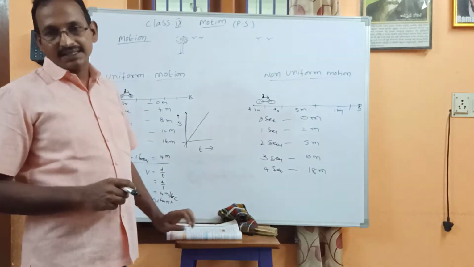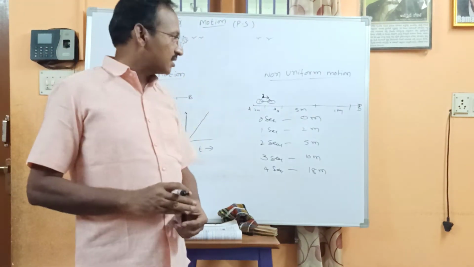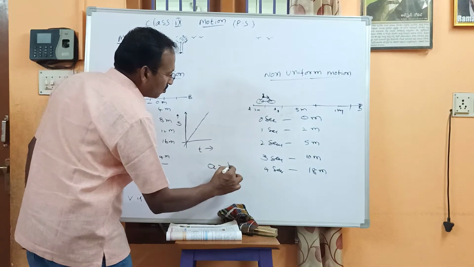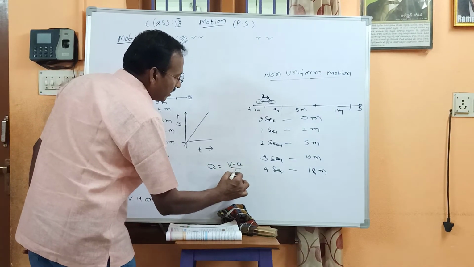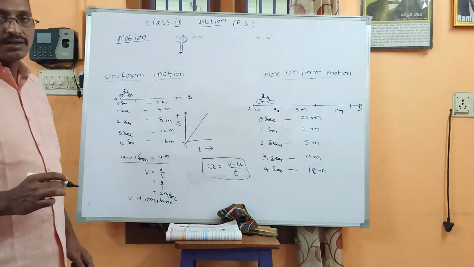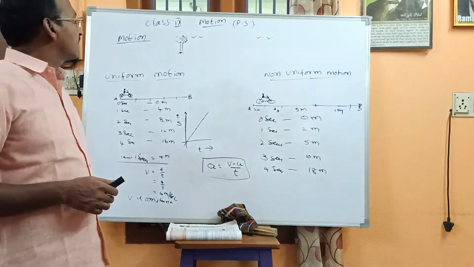So what is meant by acceleration? The rate of change of velocity is called acceleration. We all know the acceleration definition. A is equal to V minus U by T. This is the acceleration formula. One more time, we have to recall what we have to learn in this class.